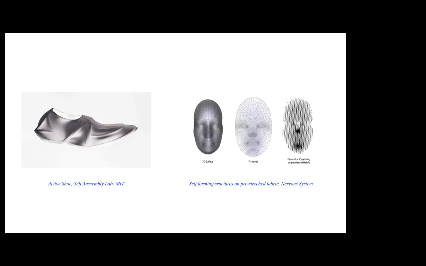Also, research developed by the Self-Assembly Lab at MIT and by Nervous System were both experimenting with forming structure over pre-stretched fabrics.